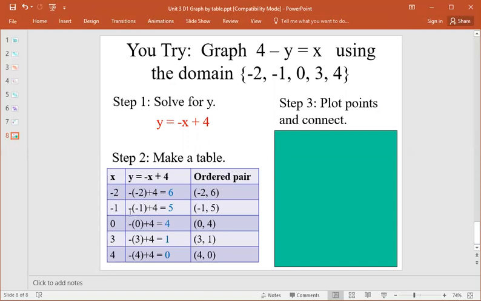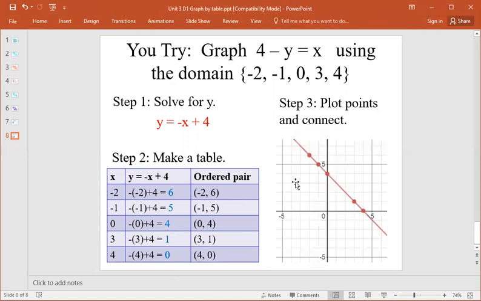So once again, negative of a -1 means change the sign to positive, so 1 plus 4 is 5. That gives us an ordered pair of -1, 5, and it repeats for the remaining values. And then once we have them, we simply plot our ordered pairs, and we get a nice straight line.